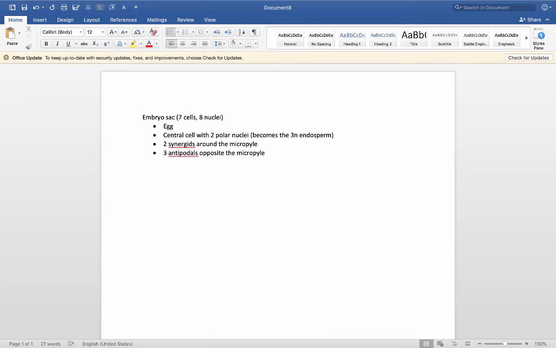endosperm. All right, so triploid is just like haploid and diploid. It just means it has three sets of chromosomes, and it really makes sense because we're going to have a sperm cell with one set of chromosomes, and then the polar nuclei that have two sets of chromosomes. So 2 + 1 is three sets of chromosomes total.